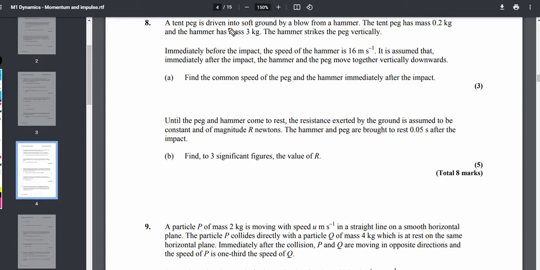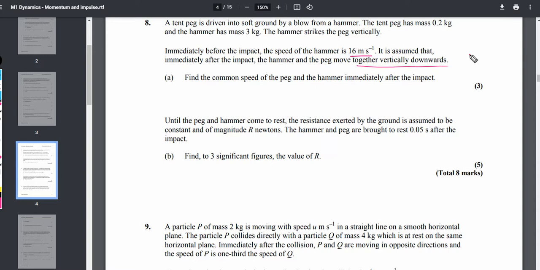It says a tent peg is driven into soft ground by a blow from a hammer. The tent peg has mass 0.2 kilogram and the hammer has mass 3 kilogram. The hammer strikes the peg vertically. Immediately before the impact, the speed of the hammer is 16 meters per second. It is assumed that immediately after the impact, the hammer and peg move together vertically downwards. Find the common speed of the peg and the hammer immediately after the impact.